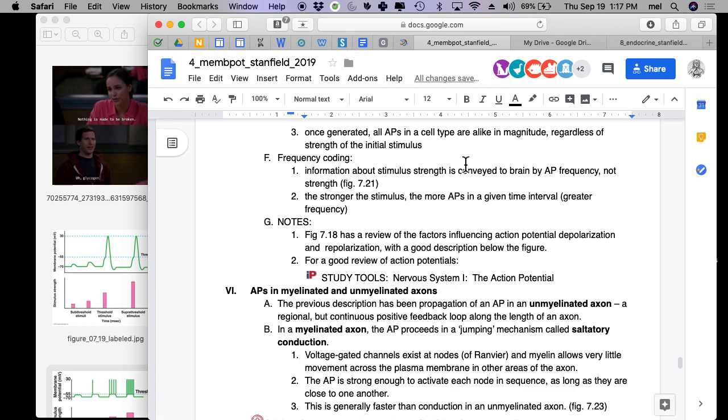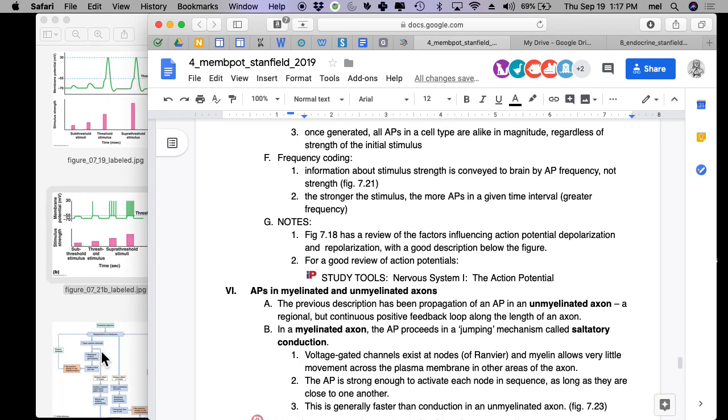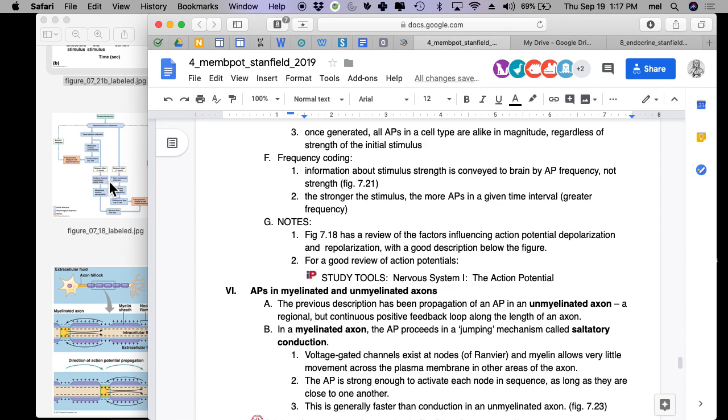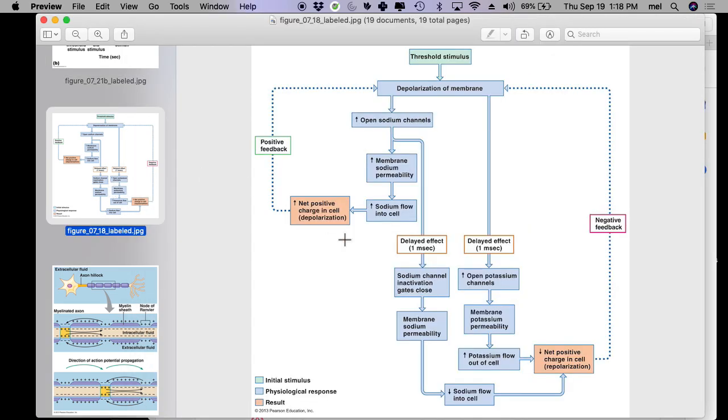Okay. So we got frequency coding. Now, any of you nerds like flowcharts, or is it just me? I freaking love a good flowchart. If you are a flowchart person, this fantastic flowchart, which is figure 718, goes through all of this and puts it in flowchart form. It tells you when negative feedback is involved and when positive feedback is involved. If you don't like flowcharts, ignore it. It's the same material, just organized in a different way. If you do like flowcharts, it's a good way to stress test and check your knowledge, right?